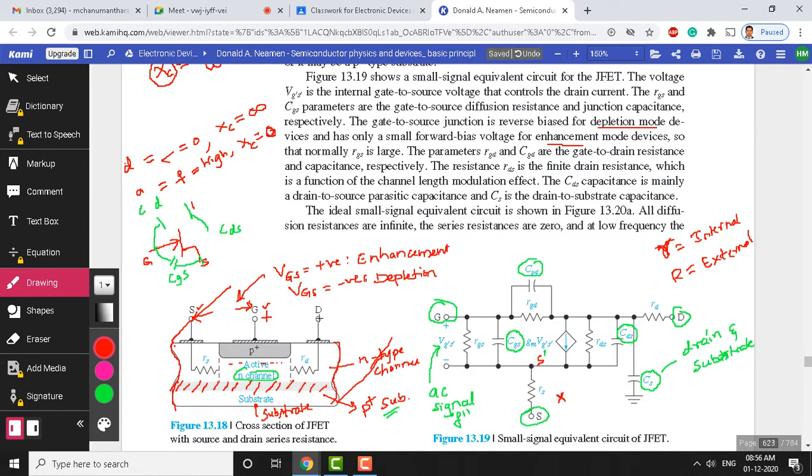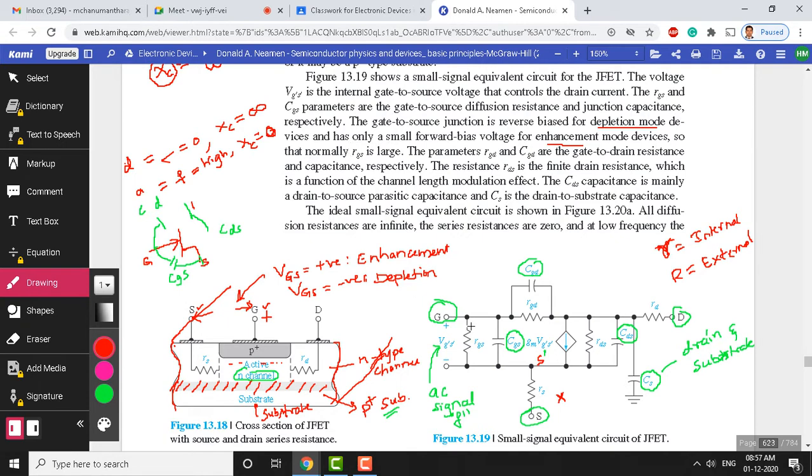I hope you understood now the difference between enhancement mode and depletion mode. In this particular case, the gate to source junction for a depletion mode device is always reverse biased. Reverse bias means a negative voltage is applied between the gate and source: negative goes to the gate and positive goes to the source. Therefore, the PN junction between the P plus gate region and the N channel is reverse biased. The gate to source junction is reverse biased for depletion mode devices, and only a small forward bias voltage is applied for enhancement mode devices.